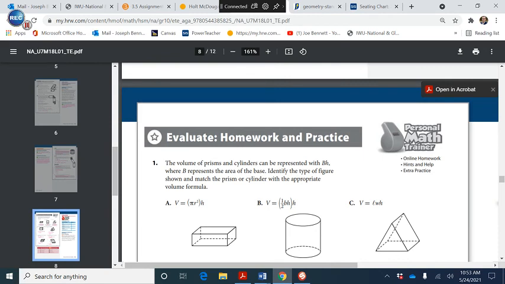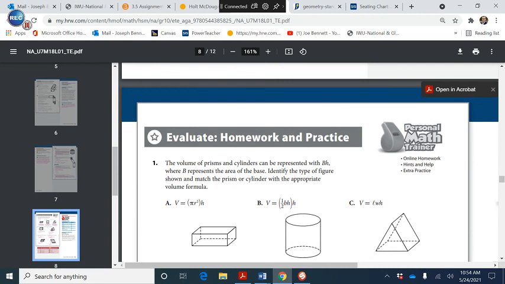It says the volume of prisms and cylinders can be represented with, of course, the area of the base times the height, where B represents the area of the base. Identify the type of figure shown and match the prism or cylinder with the appropriate volume formula. So we have A, B, and C. We just need to match them up. Look at letter A. V is equal to pi r squared times height. Which one would that match with? Somebody, anybody. The cylinder. So that would be the middle one.